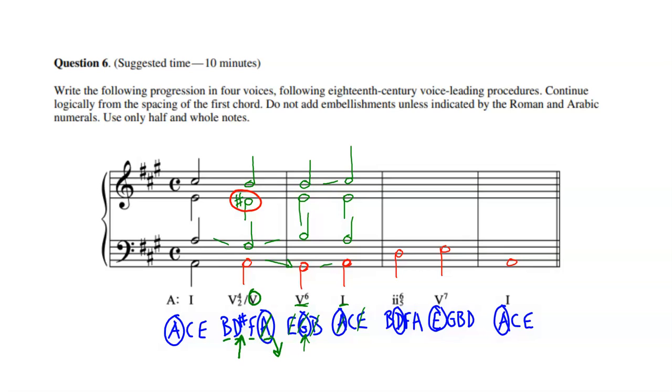And the next chord, any common tones there? Yeah, the tenor can just stay right on that A there. And that's the chordal seventh, so I'm going to make sure he goes down in the next chord.